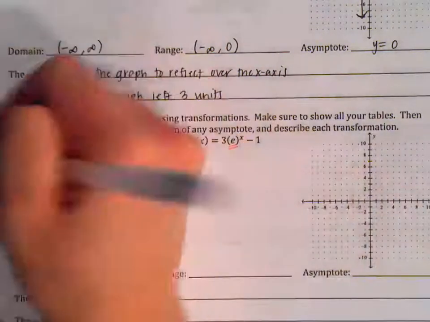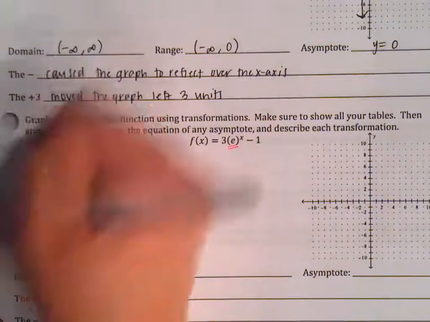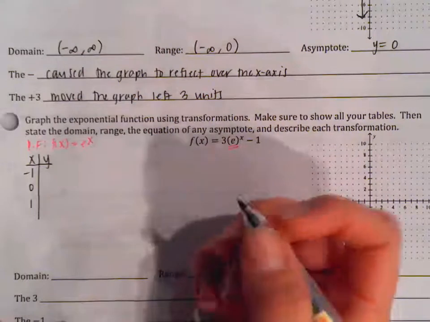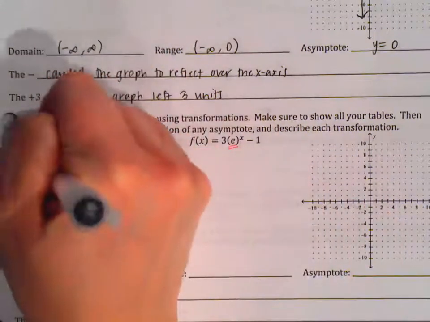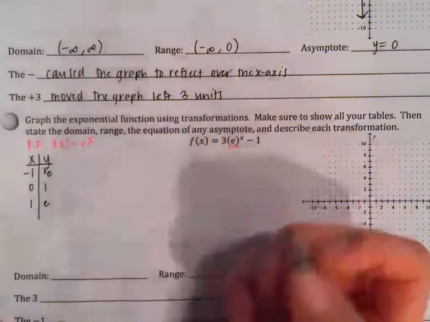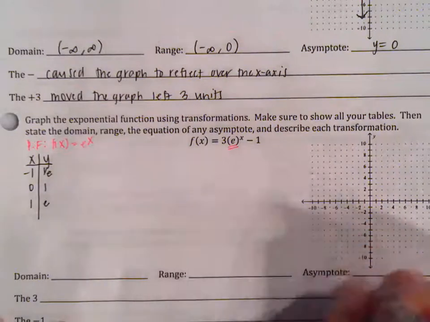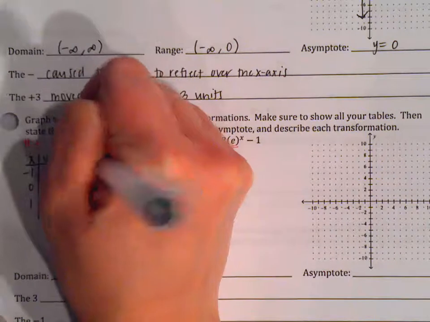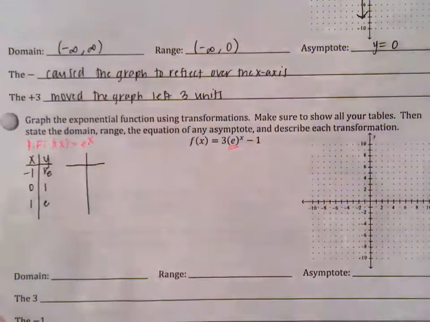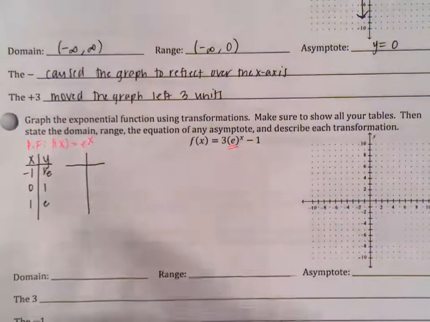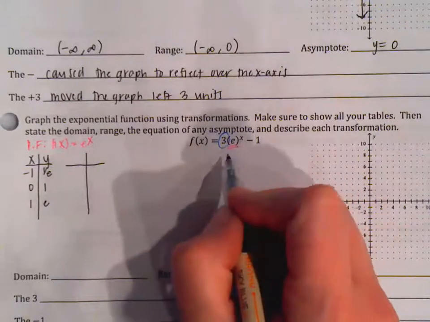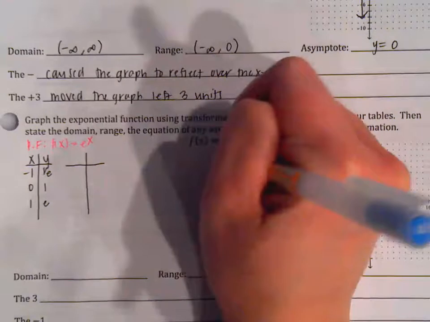So I'm going to start with that parent function table. My x values are always the same, -1, 0, 1. And then my y values are going to be 1 over e, 1, and e. So now I'm just going to apply my transformations. So I look to see what everything is. And so I look at the 3. The 3 is on the outside. It's not part of the exponent. It's outside of it. And so that's going to be a change to y.